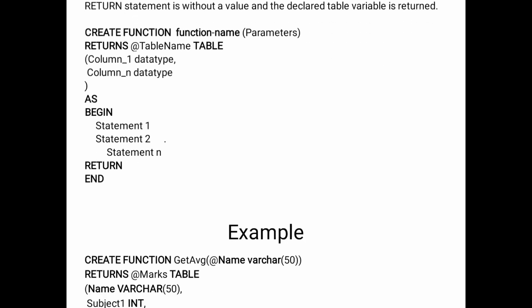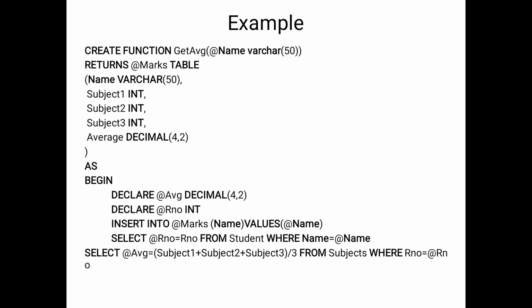Okay, now please observe the example here. So here I will write create function, function name as get average. Here my aim is to return the average marks of particular students. So here I will pass the parameter name. In the students table we have 4 fields available. It returns the marks table. Here I will consider the table we want. I want the table with the fields name, subject 1, subject 2, subject 3, average. That means here I will return a new table.